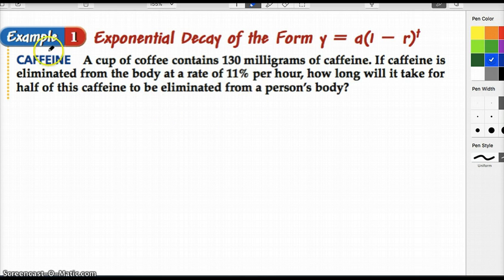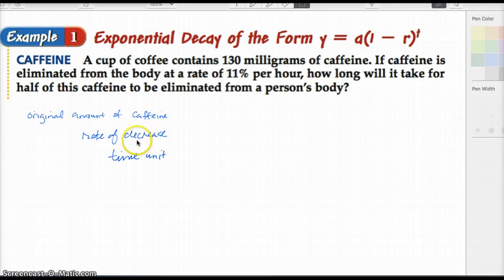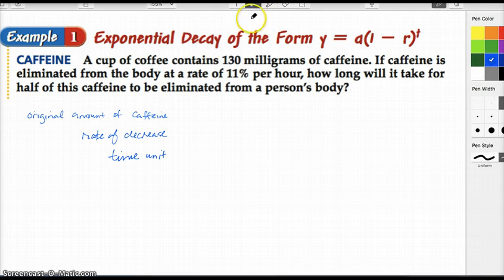Okay, so let's think about all the information we are given. So with a little thought, here are some things that I think are important. Original amount of caffeine, which is usually a great place to start. So we have 130 milligrams of caffeine. Rate of decrease. So the decrease is 11%. Sometimes we might even include a negative to emphasize its decreasingness. This isn't really a thing that you're going to calculate, but you need to be specific about it. The decrease is per hour. So the unit of time is hour. This t, sometimes it could be years, sometimes it could be days. This t refers to hour.